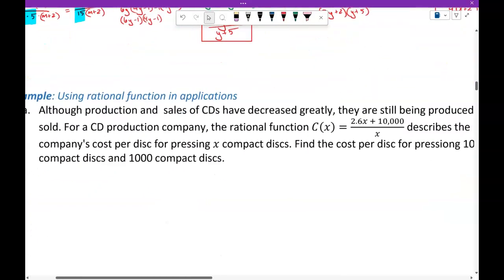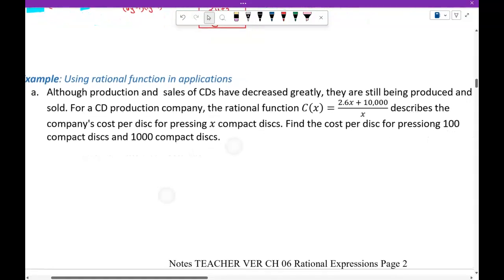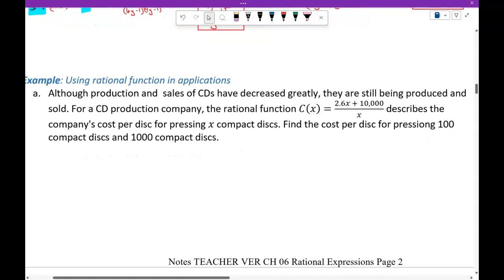Lastly, we can also use our rational functions in different applications. So take a minute and read through this question to think about what's being asked for and how we're going to use the information that's given in order to solve.